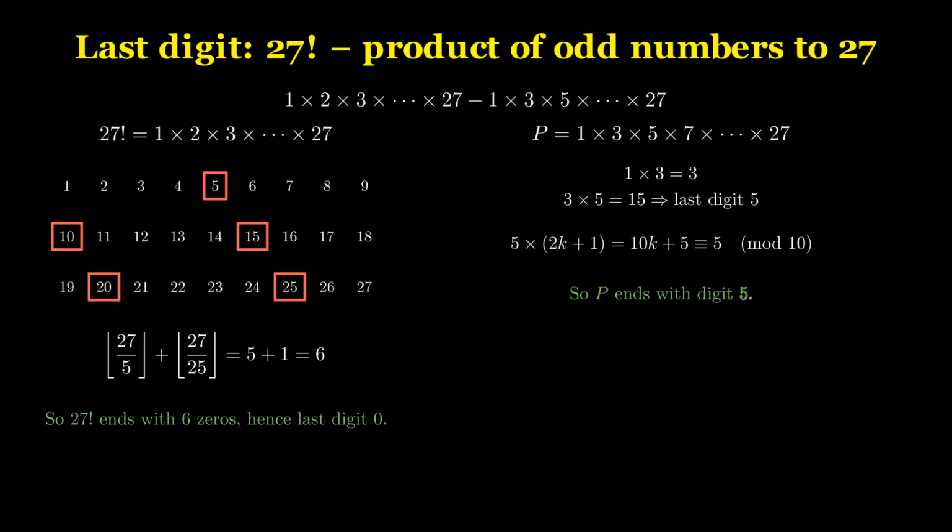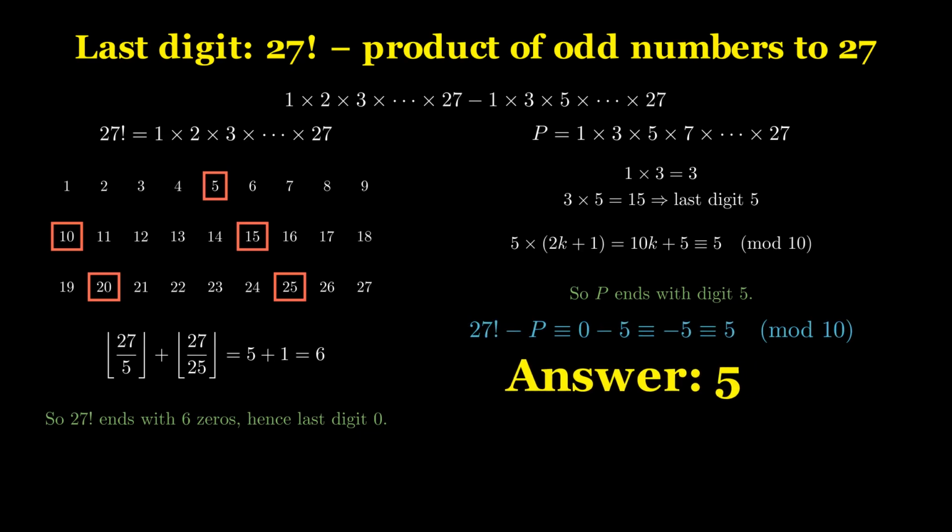Observe that 5 times any odd number, written as 2k plus 1, equals 10k plus 5, which is congruent to 5 modulo 10. So once the partial product ends with 5, every subsequent multiplication by an odd number keeps the last digit 5. Therefore, the whole product of odd numbers up to 27 ends in 5.